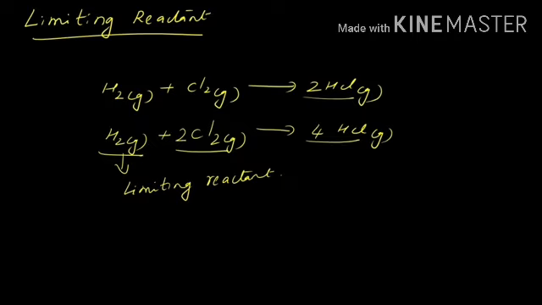If that is present in the lesser quantity, what will happen? When that reactant is consumed, further chemical reaction won't take place, so it will limit the amount of product formed also. That reactant we call the limiting reactant. So even if we are taking a lot of chlorine, there is no use at all, because we need to increase the amount of hydrogen also. Otherwise hydrogen will get consumed fast, and further reaction won't take place. Such a reactant we call the limiting reactant.